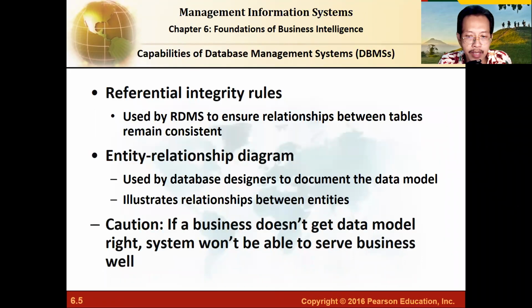Now, if you design a database, you would have to also describe the rules that govern the relationships between tables. And then you could make it into an entity relationship diagram, which would be showing the relationships between the entities in a database. And you have to get it right because the system would be based on this data model. And if it's not correct, then it would not be able to work as intended.